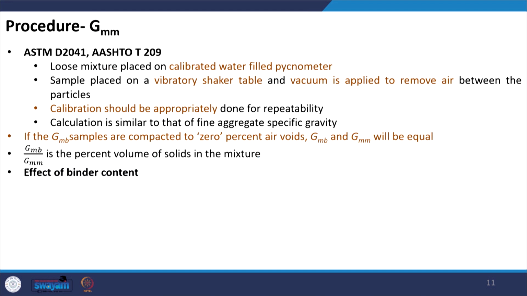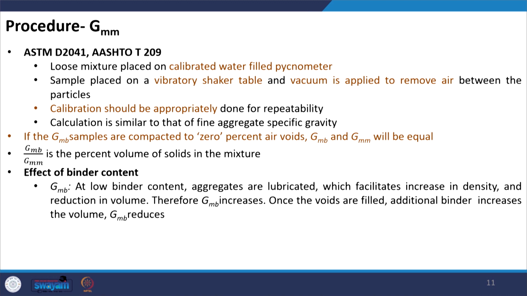Now, we will also talk about the effect of binder content on both these parameters, that what happens if binder content changes, what happens to GMB, because we are measuring it in the laboratory, and what will happen to GMM. So, if you talk about GMB, what happens that at lower binder content, we have to imagine this, that when we start adding binder in the mixture and we start compacting it.